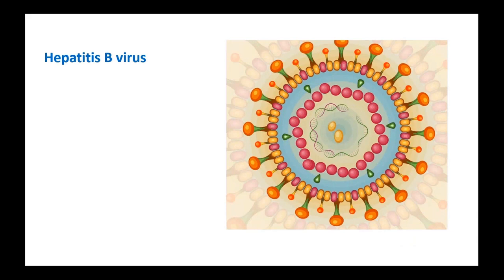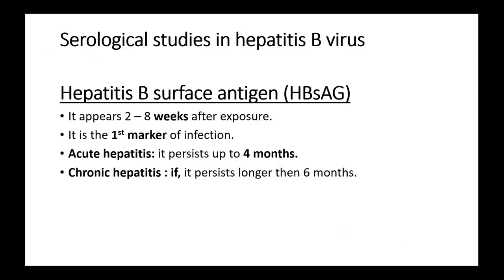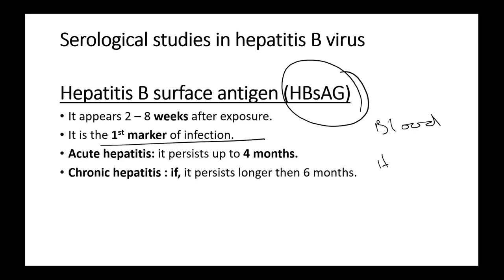In hepatitis B virus, serology is most important. They will ask you about serology. That's the most important question they will ask. Number one is hepatitis B surface antigen, which is causing infection. This is the first marker of infection. Let's say you check the blood of the patient and hepatitis B surface antigen is positive. It indicates acute infection. It can be present up to 4 months.